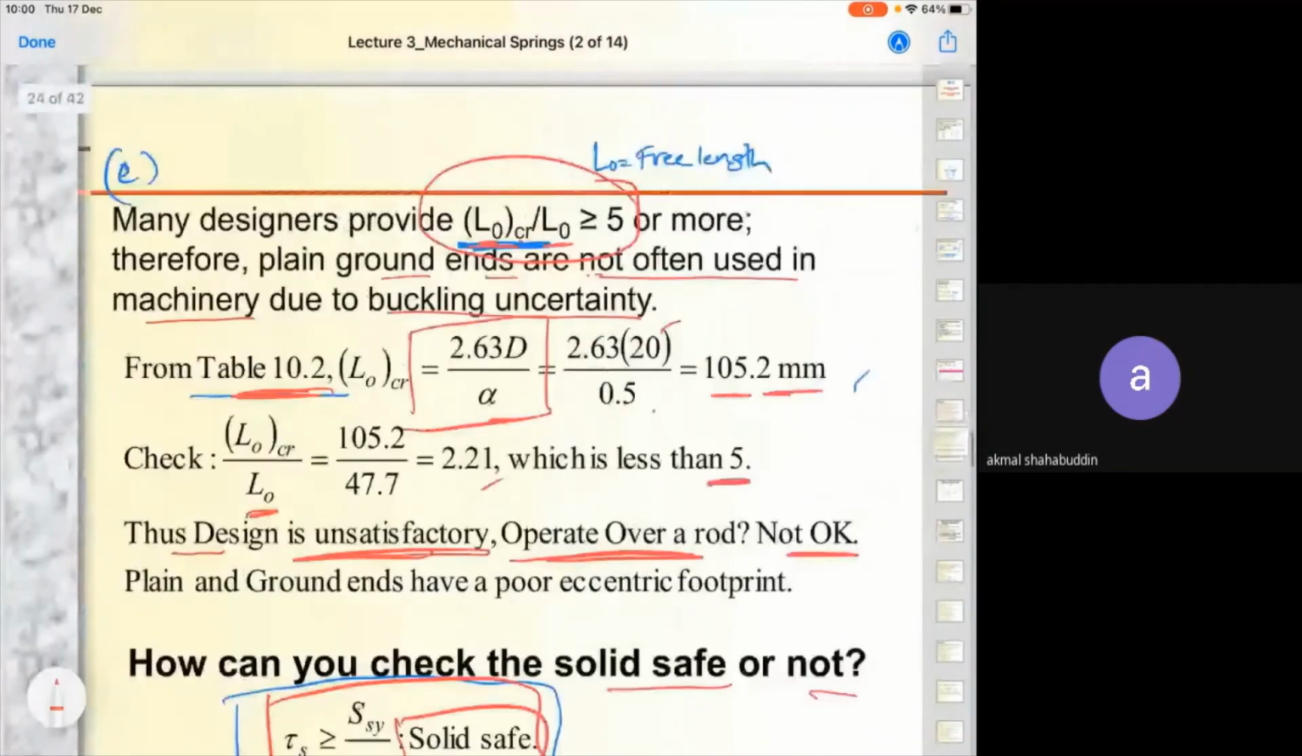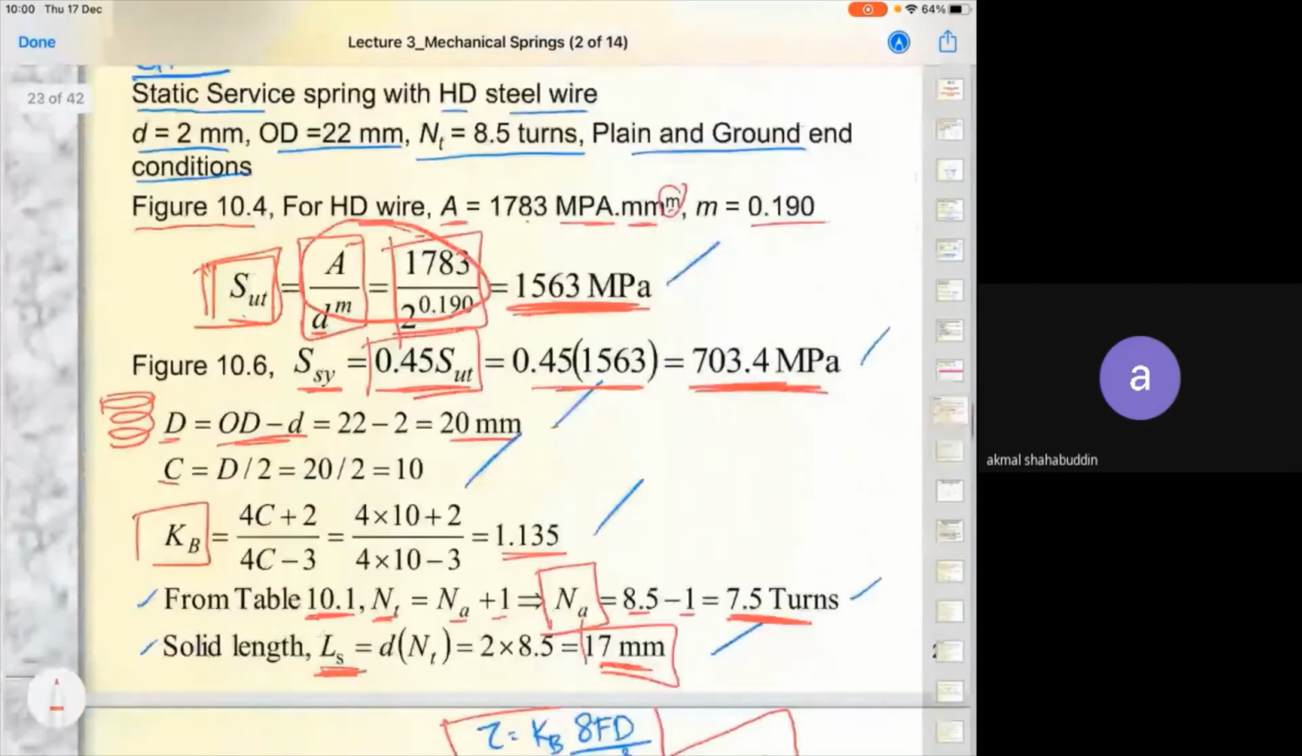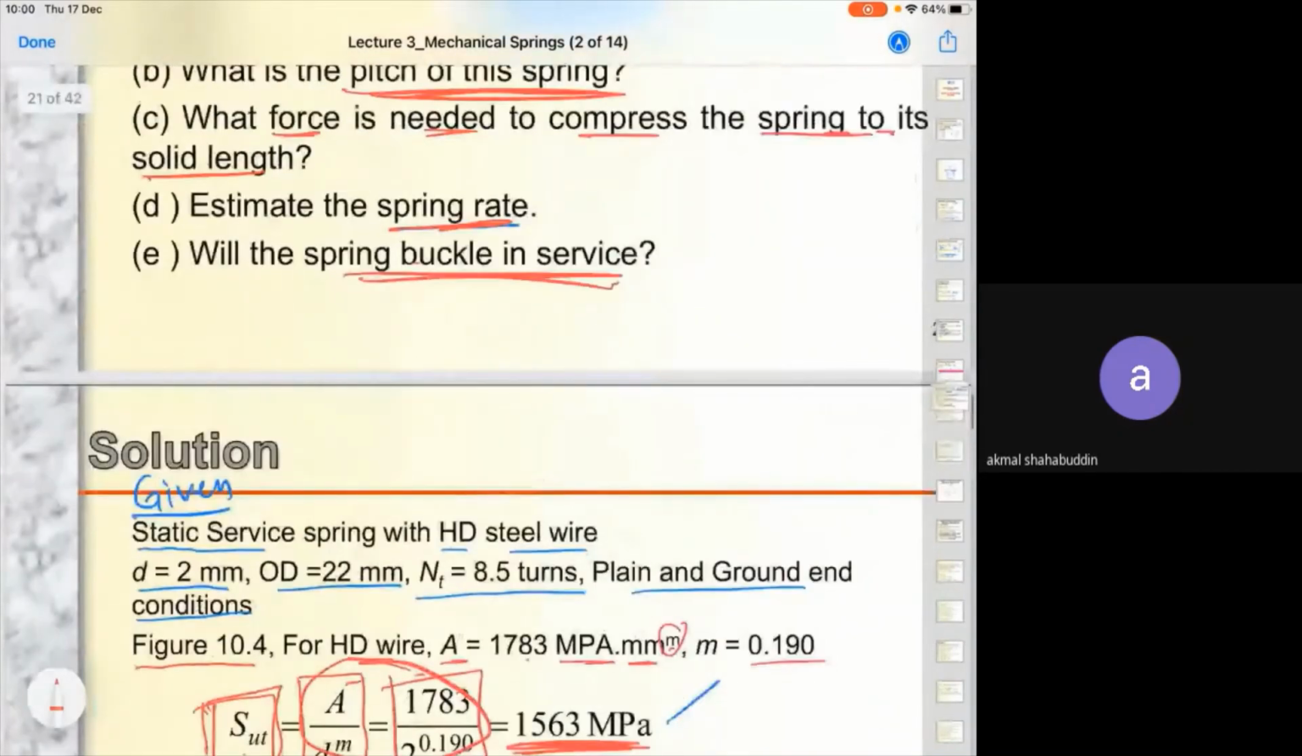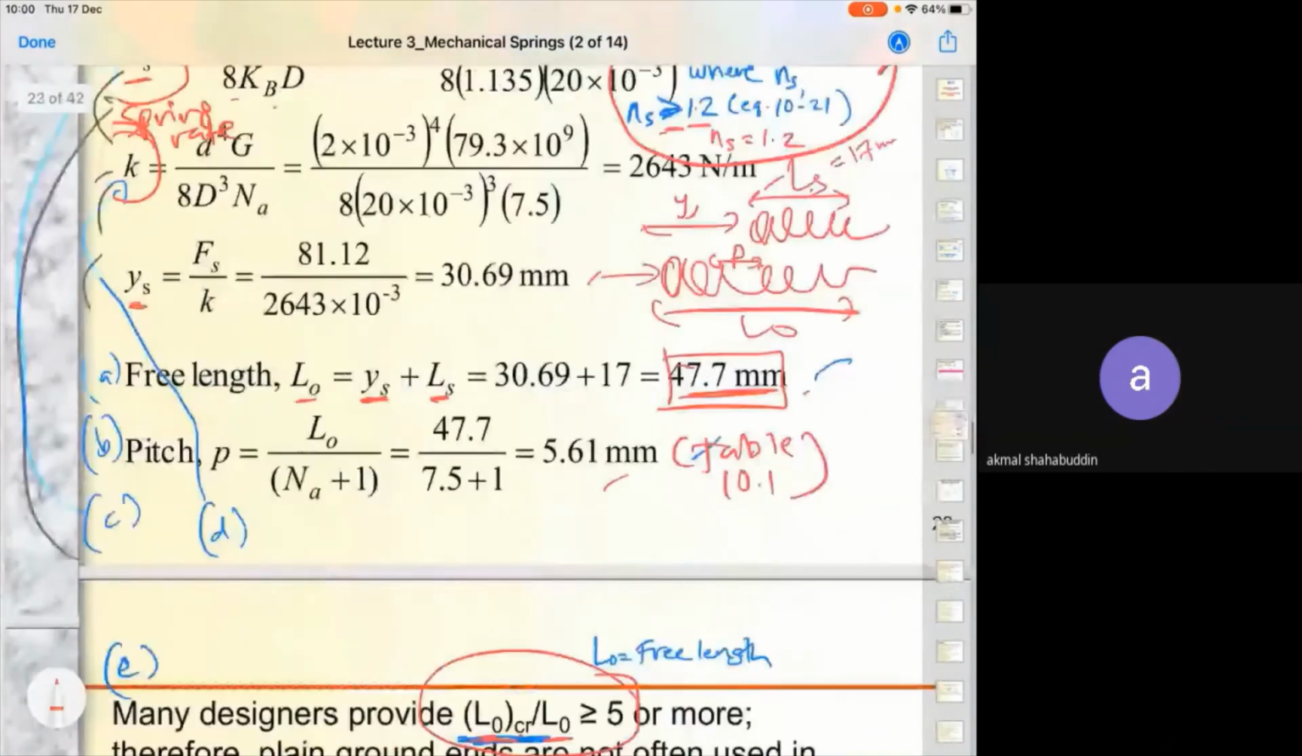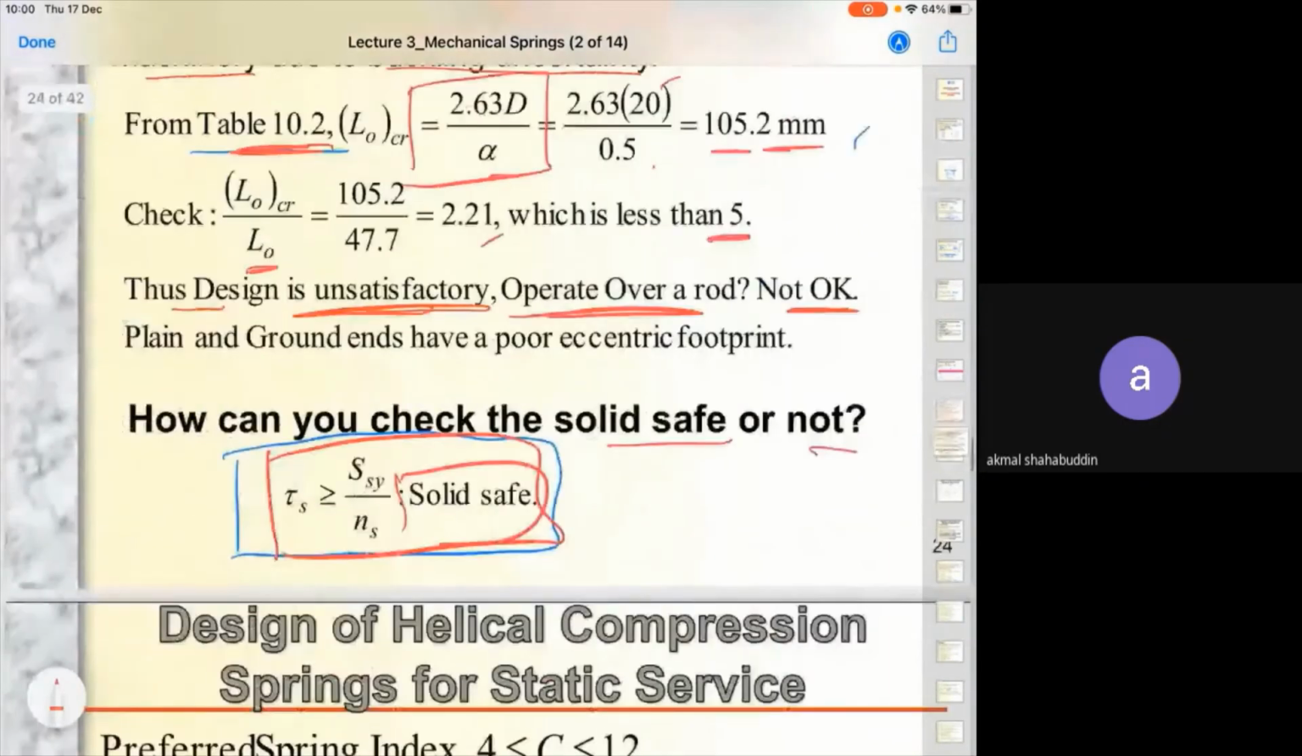So, soalan tanya tadi adalah will the spring buckle in service kan? Tapi jawapan dia tulis unsatisfactory. Sebab apa? Buckle tu adalah failure dalam spring. Okay, alright, saya rasa okay lah ni.